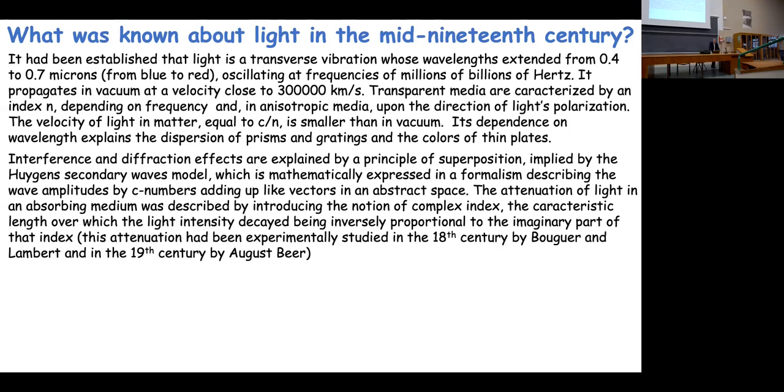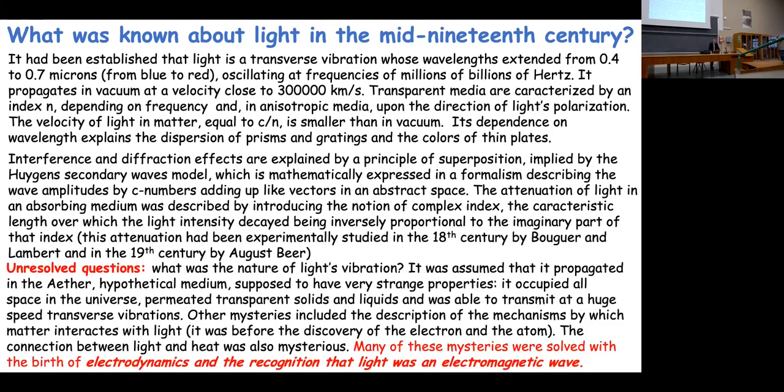The attenuation of light in an absorbing medium was described by introducing the notion of a complex index, which has an imaginary part, and the characteristic length over which the light intensity decays is inversely proportional to the imaginary part of the index. I remind you that this exponential attenuation in a medium had been studied in the 18th century by Bouguer and Lambert, and it now got a more mathematical model.